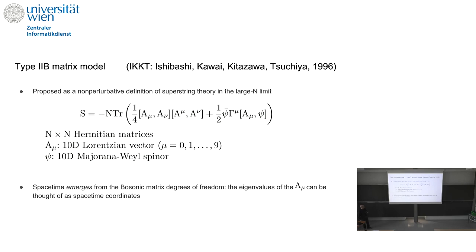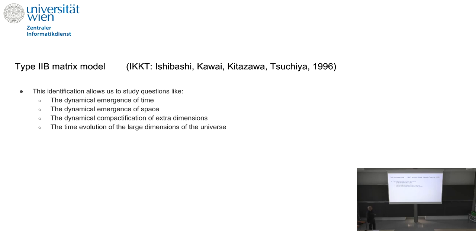And the feature of the model that interested me more is the fact that space-time emerges dynamically from the bosonic matrix degrees of freedom, because the eigenvalues of the A_mu can be thought of as space-time coordinates. So this identification will allow us to study questions like the dynamical emergence of time, the dynamical emergence of space, and find a mechanism that will tell us how to compactify the extra dimensions of superstring theory using also the dynamics of the theory, as well as to define the time evolution that will permit us to study quantum cosmology in this context. So these are non-trivial dynamical properties of the model.